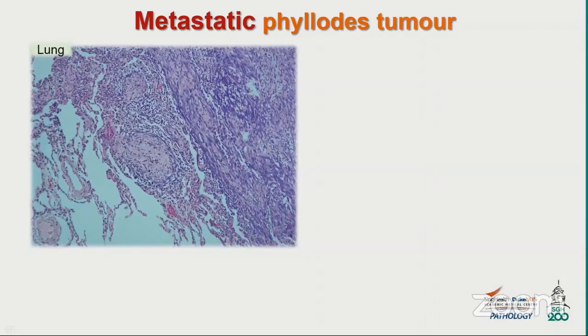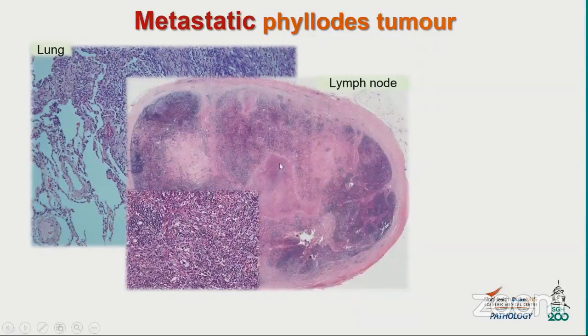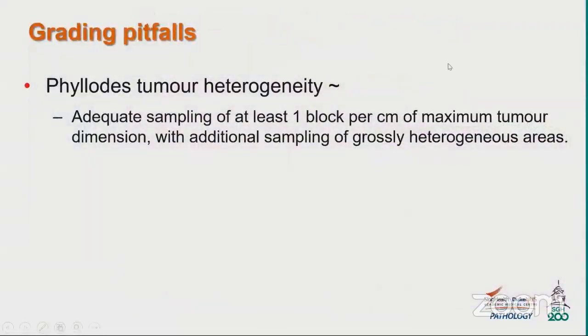Illustrations of metastatic phyllodes tumor, this to the lung, with malignant spindle cells effacing the underlying alveolar lung spaces, metastasis to a lymph node with geographic necrosis and high-grade malignant spindle cells, metastasis to the stomach with the malignant spindle cells obscuring the glandular architecture.